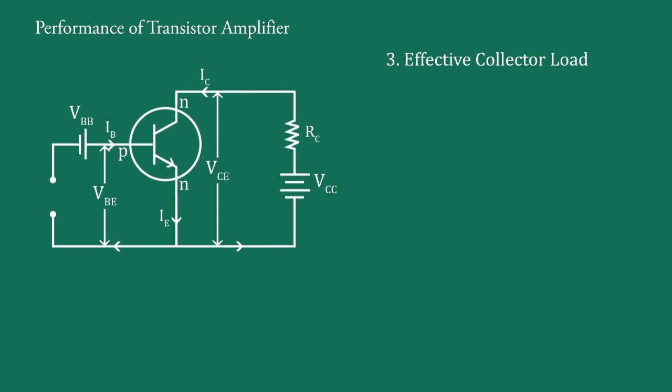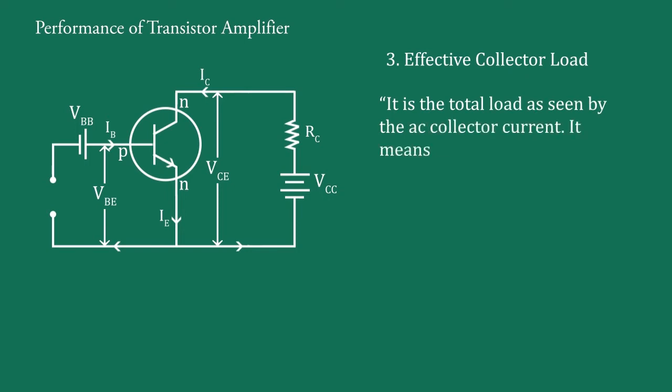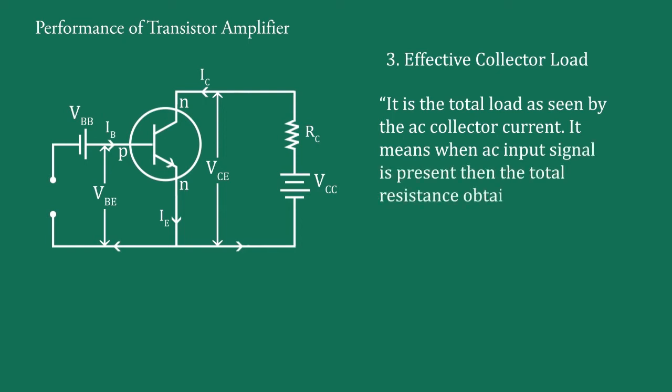Third, effective collector load. It is the total load as seen by the AC collector current. It means when AC input signal is present, then the total resistance obtained at output terminal. Now look at this circuit diagram. The output resistance between this collector and emitter, that is R0.